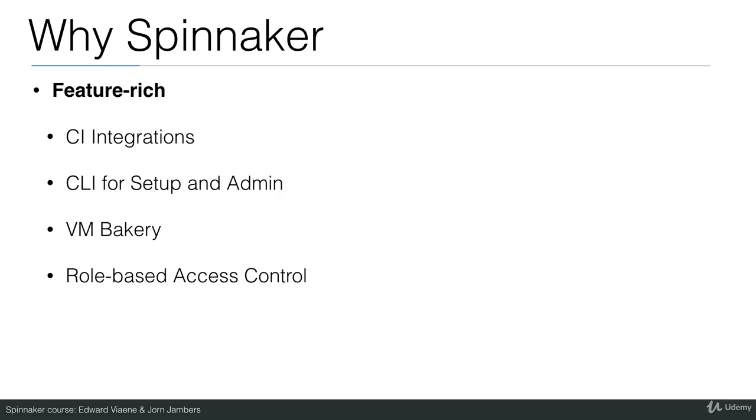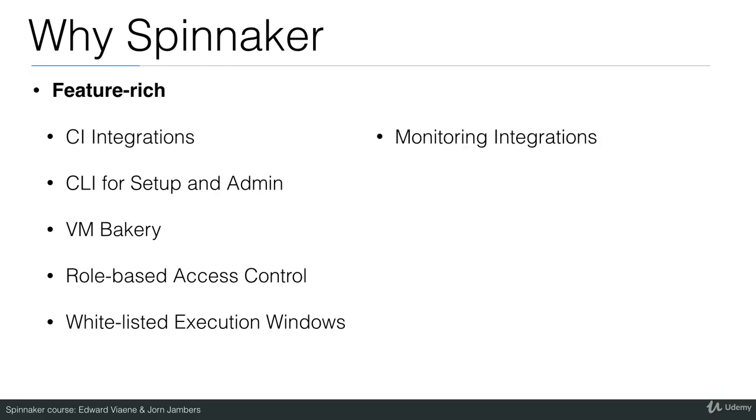It can build Amazon machine images, Google Cloud images, Docker images, and other cloud-specific images. It has role-based access control. It has a whitelisted execution window. So you can say, for example, you can only deploy between 1 a.m. and 2 a.m. in the morning. So it has monitoring integrations. So, for example, you can be alerted when a deployment fails or just disable the monitoring in a certain time period when the release is happening.